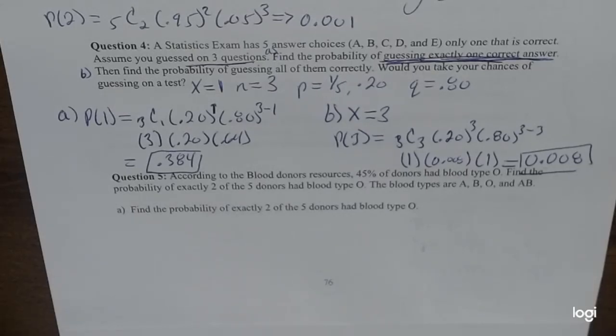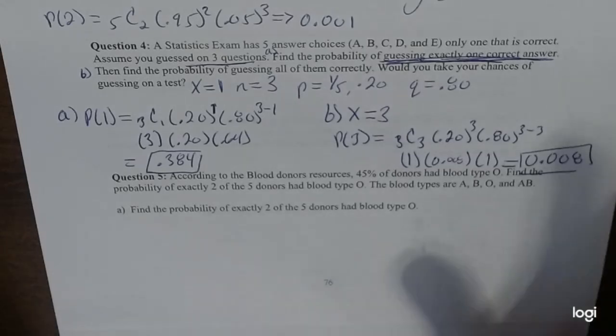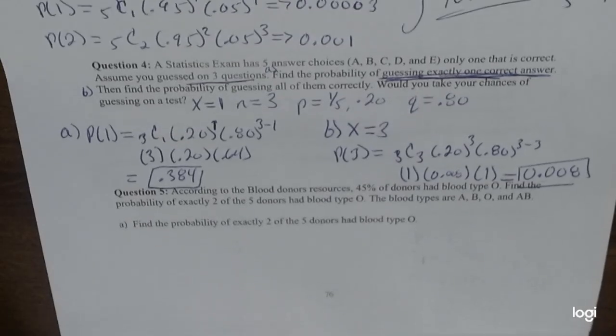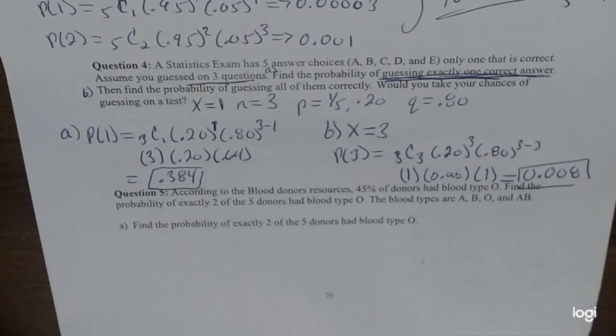Interesting, huh? So the next one is just a little fun one. Would you take your chances of guessing on a test? Probably not, because you're not going to do very good at all, right? So there's no way, basically less than a 1% chance, just by 3 questions. Can you imagine if you have a multiple choice test on 20 questions? It's pretty much impossible to actually get them all correct just by pure guessing. Pretty interesting stuff, huh?